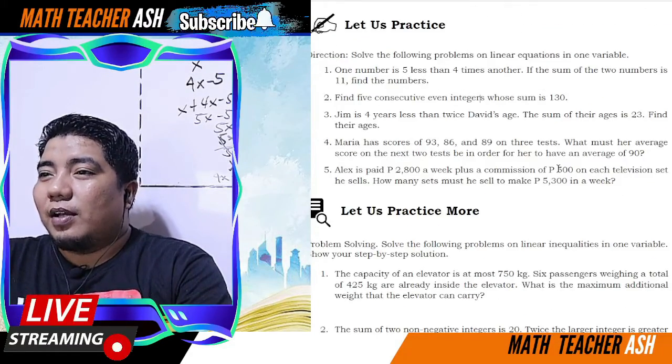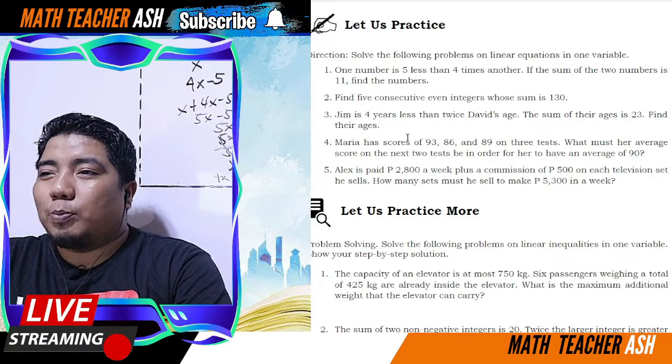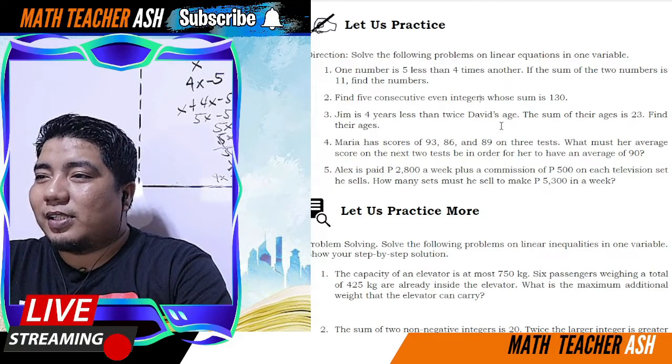Next, we have an age problem. Jim is 4 years less than twice David's age.